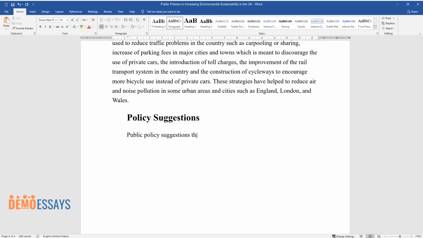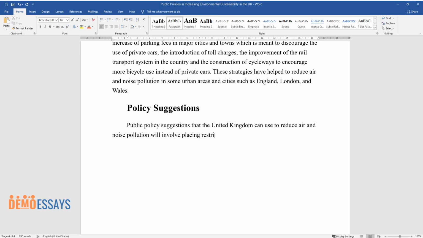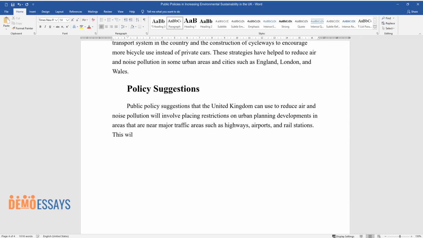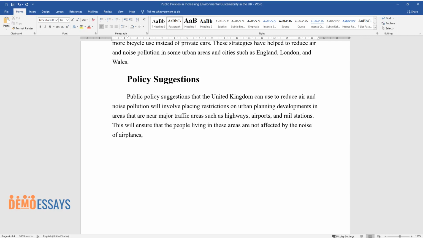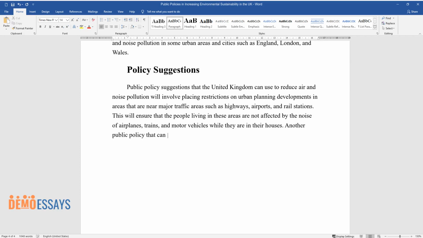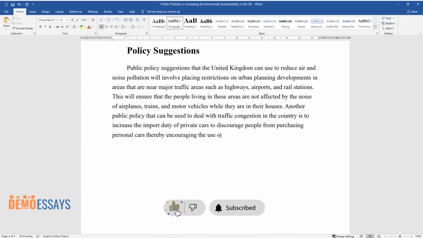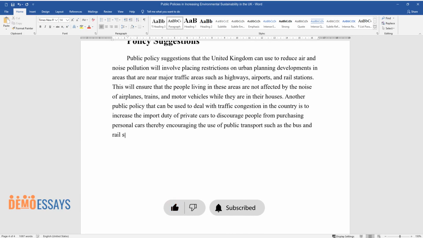Public policy suggestions that the United Kingdom can use to reduce air and noise pollution will involve placing restrictions on urban planning developments in areas that are near major traffic areas such as highways, airports, and rail stations. This will ensure that the people living in these areas are not affected by the noise of airplanes, trains, and motor vehicles while they are in their houses. Another public policy that can be used to deal with traffic congestion in the country is to increase the import duty of private cars to discourage people from purchasing personal cars, thereby encouraging the use of public transport such as the bus and rail system in the country.